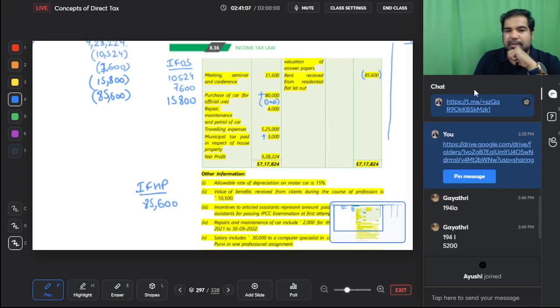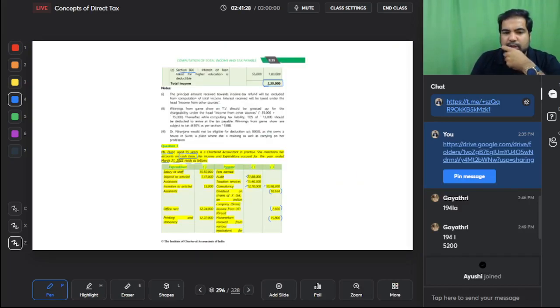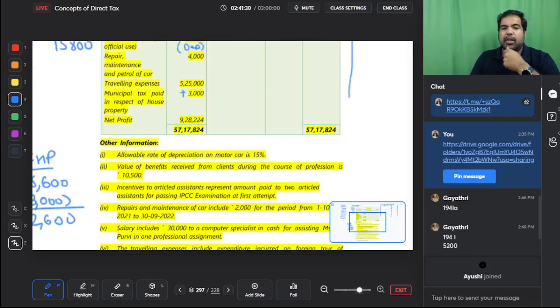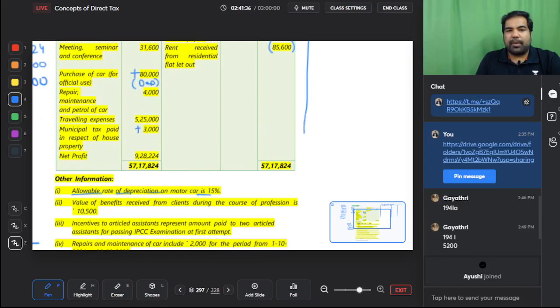Also, the moment I see municipal tax, that is 3,000, I can minus, so 82,600. And this I'll have to add here, add 3,000 because it does not belong here, add 80,000 because it does not belong here. We will minus depreciation on this car as well as any other depreciation. Anything else that needs to be changed doesn't look like right now. Let's see the additional information. Allowable rate of depreciation on motor car is 15%. So on that 80,000 we'll minus 15%.